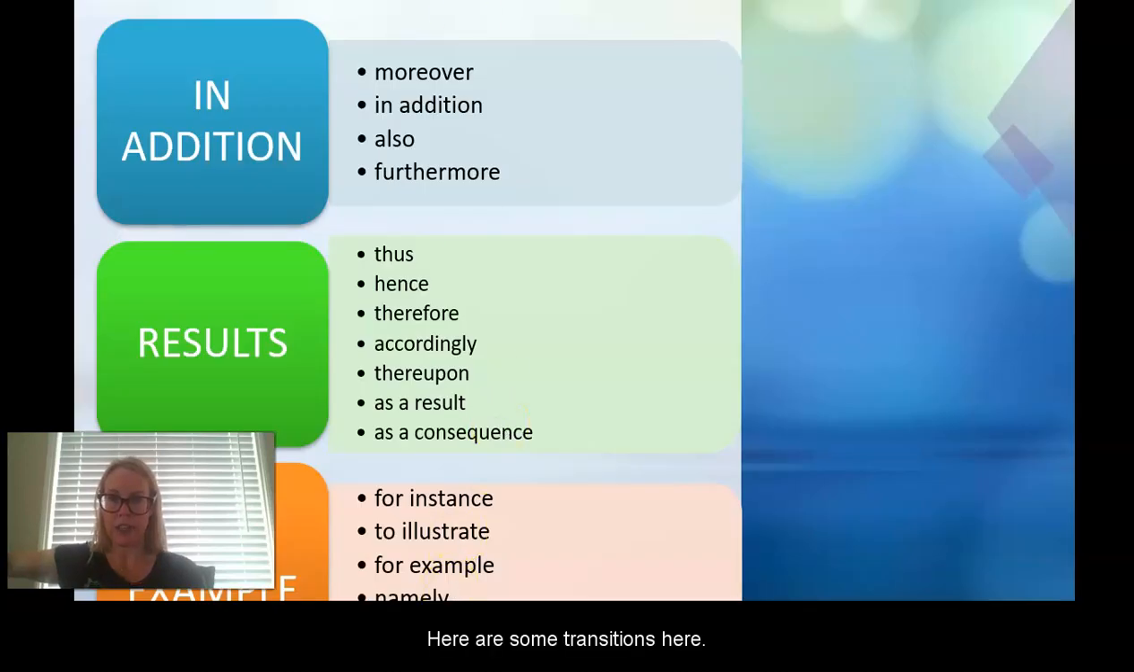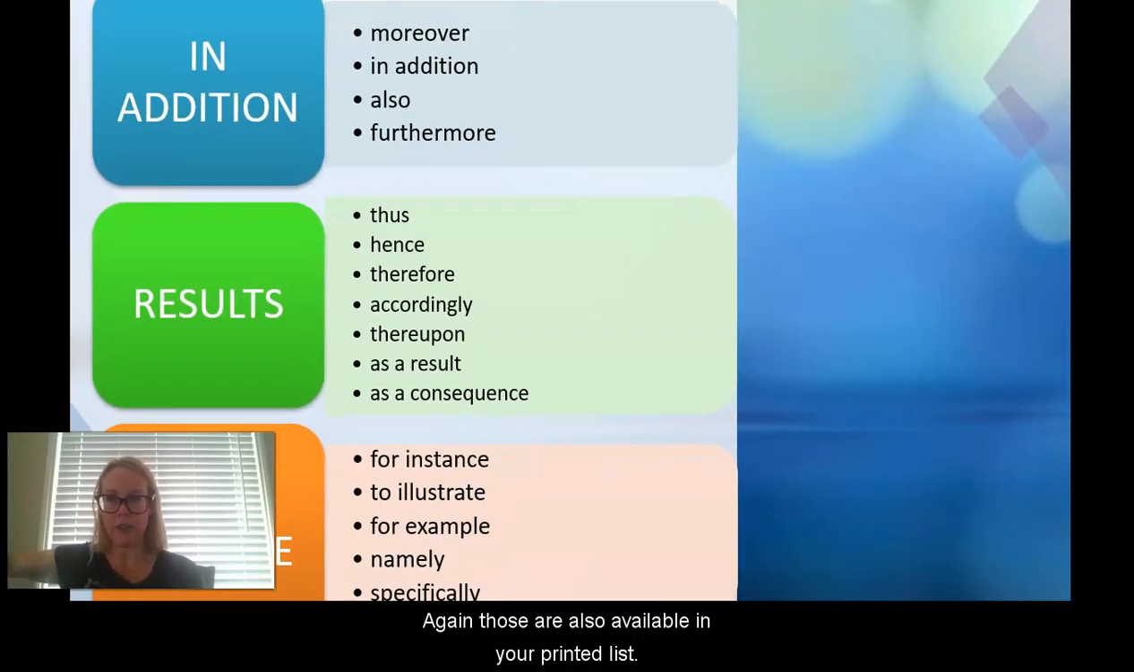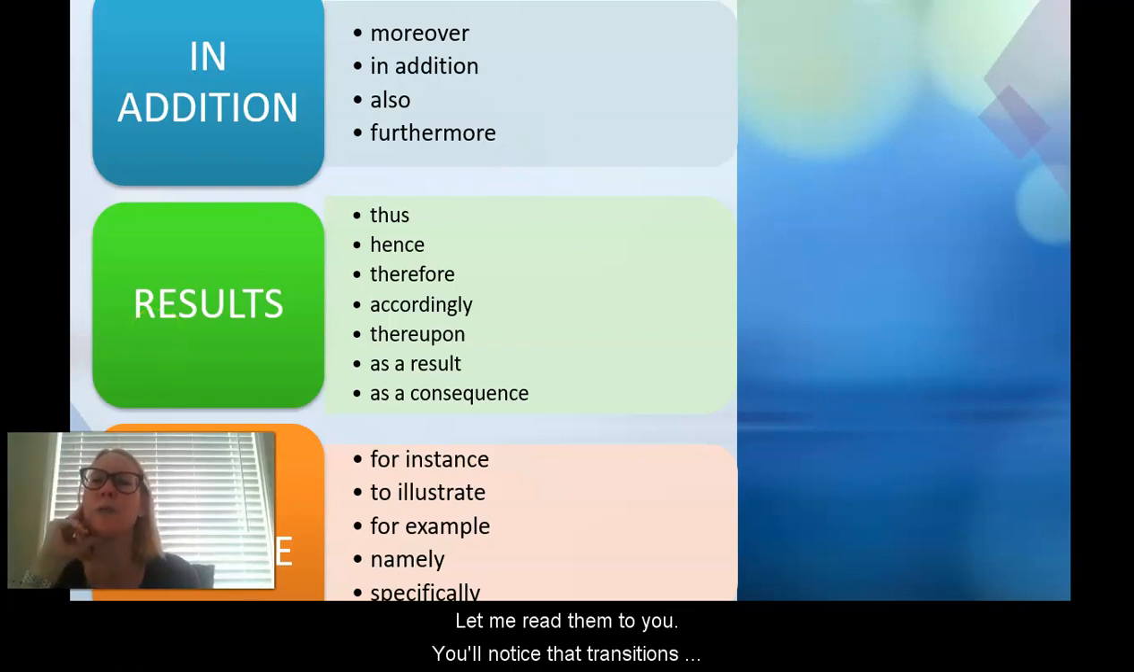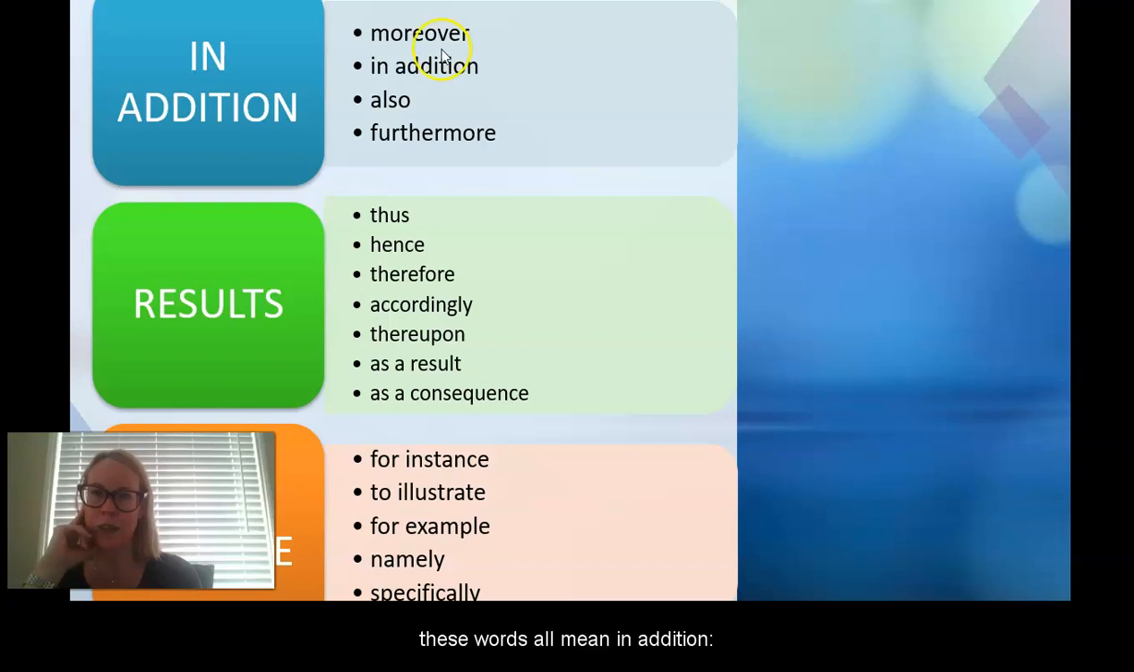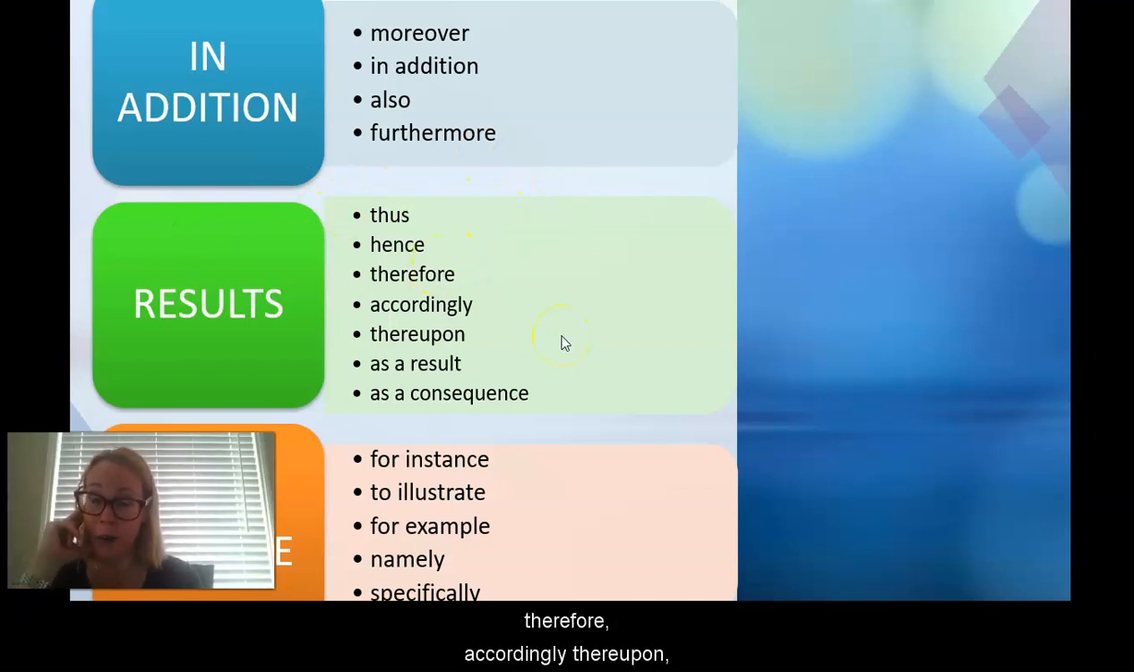Here are some transitions here. Again, those are also available in your printed list, but let me read them to you. You'll notice that transitions have different meanings. So for example, these words all mean in addition. Moreover, in addition, also, furthermore. These transitions mean results or indicate one idea is the result of another. Thus, hence, therefore, accordingly, thereupon, as a result, as a consequence. Again, these are all in that printable list.